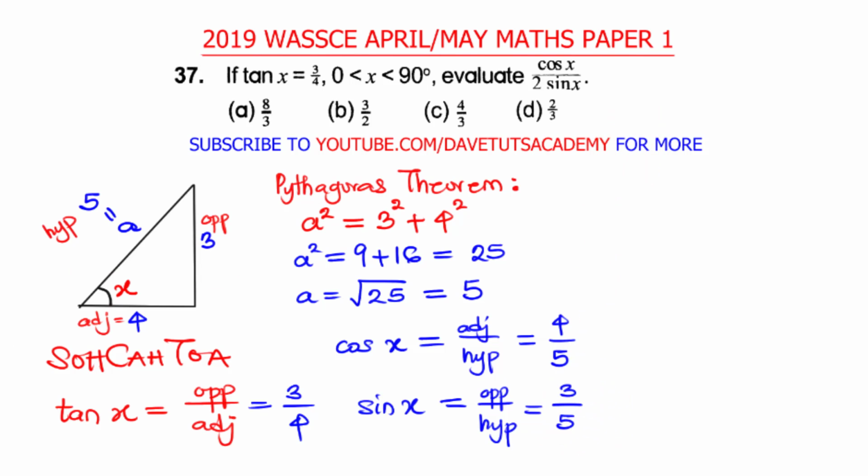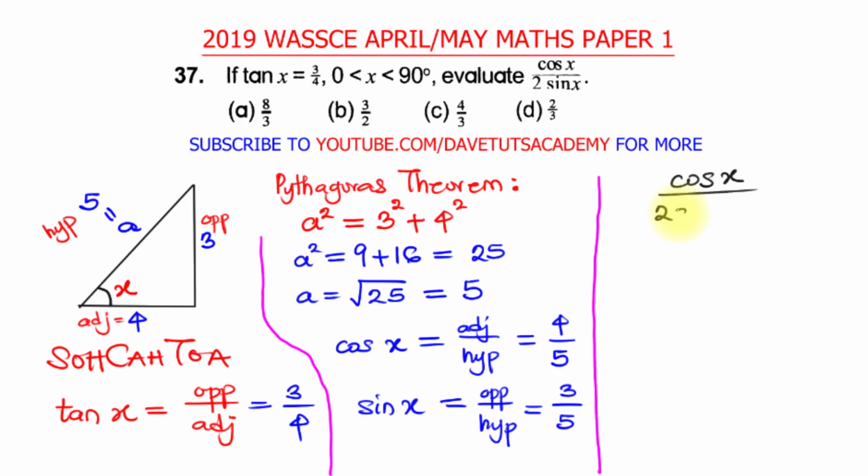So easily we can now evaluate cos x over 2 sin x. What's our cos x? That is 4 over 5, divided by 2 sin x, 2 multiplied by sin x. Sin x is 3 over 5. If you just want to express this easily, you can say this is 4 over 5 divided by 2 times 3 is 6, 6 over 5.